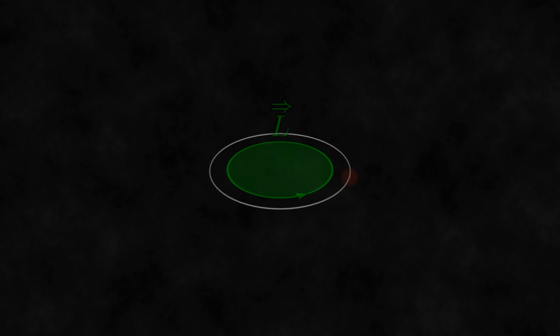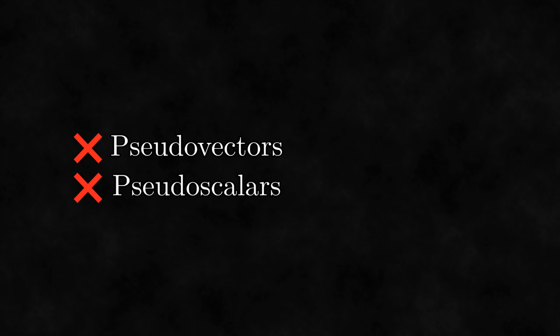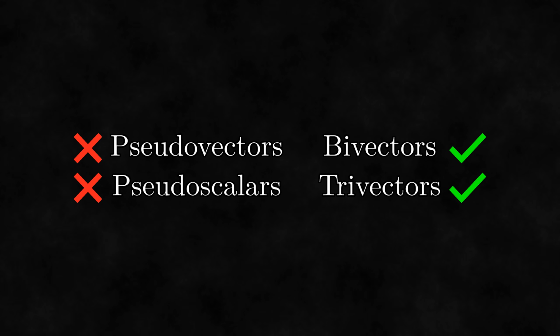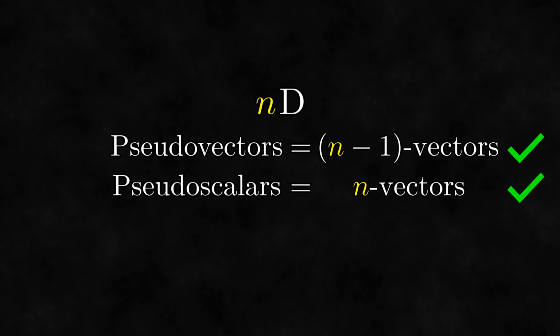Because of all of these reasons, in geometric algebra, we never use pseudovectors or pseudoscalars in the traditional sense, and instead only use things like bivectors and trivectors. Since they fulfill the same role as traditional pseudovectors and pseudoscalars, those of us doing geometric algebra started calling the 3D bivectors and trivectors pseudovectors and pseudoscalars. While traditional pseudovectors and pseudoscalars exist in only 3 dimensions, in geometric algebra, we can generalize these ideas to other dimensions. I'll talk more about that generalization in a future video.